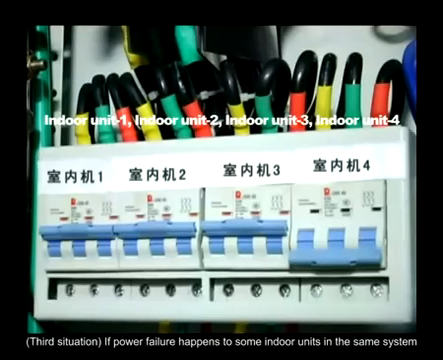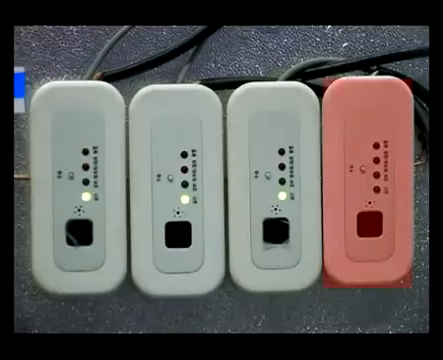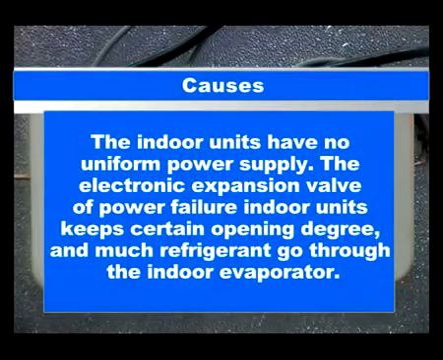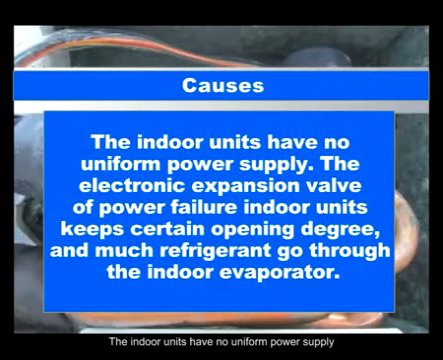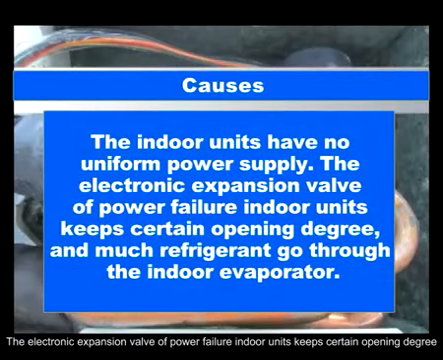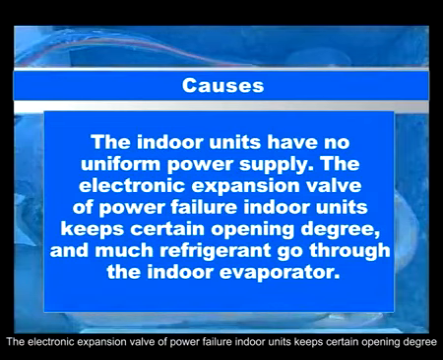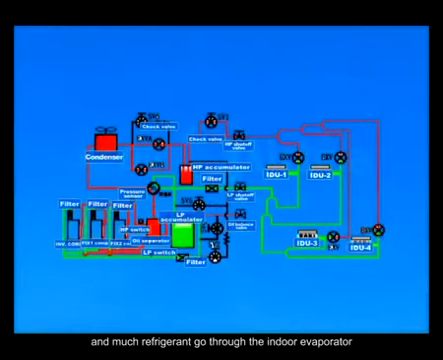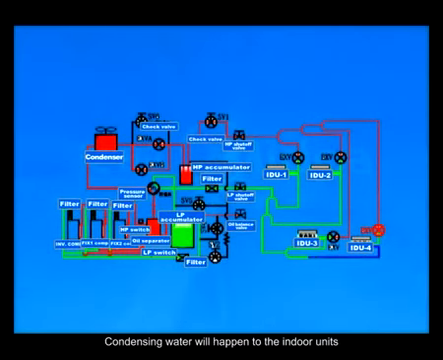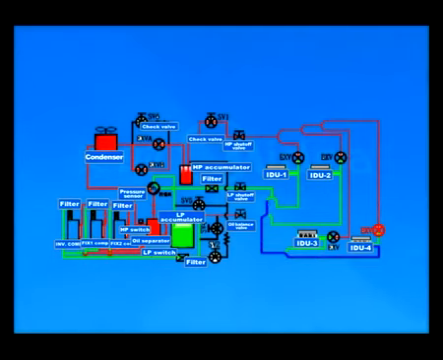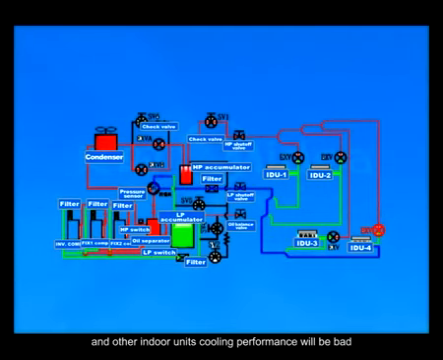Third situation: power failure happens to some indoor units in the same system. Malfunction analysis: the indoor units have no uniform power supply. The electronic expansion valve of the power-failed indoor units keeps a certain opening degree, and much refrigerant goes through the indoor evaporator. Condensing water will happen in the indoor units, and the other indoor units' cooling performance will be bad.